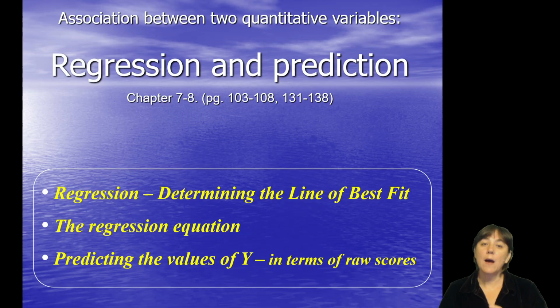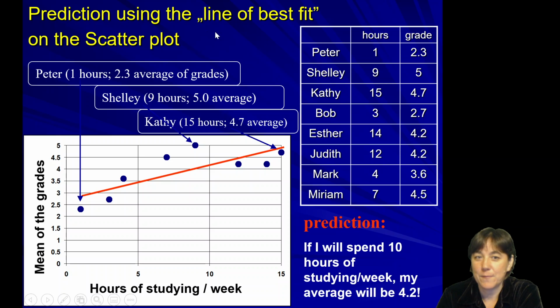Okay, now we can turn to this other problem, because once there is an association, a relationship between two variables, you can always make guesses, predictions, and that's where this regression comes in. The regression equation is simply determining this line of best fit. So, what is the line of best fit for these hours of studying and results in grades?